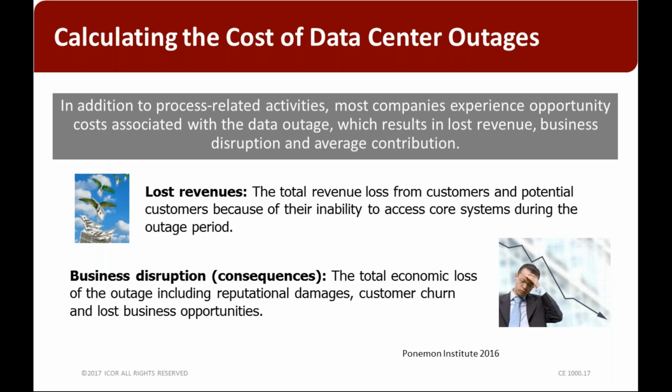And then there's business disruption and the consequences. And that's the potential economic loss of the outage. And this is painted in broad strokes in the Ponemon study. So whether it's reputation or image or customer dissatisfaction, or some churn and turnover, or lost business opportunities.